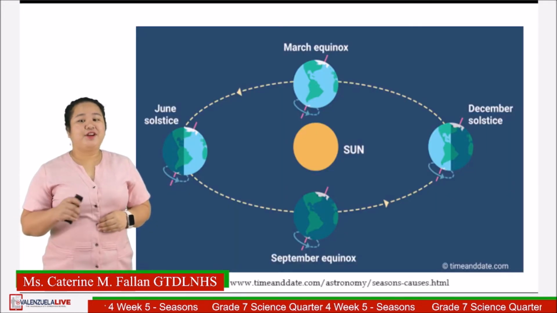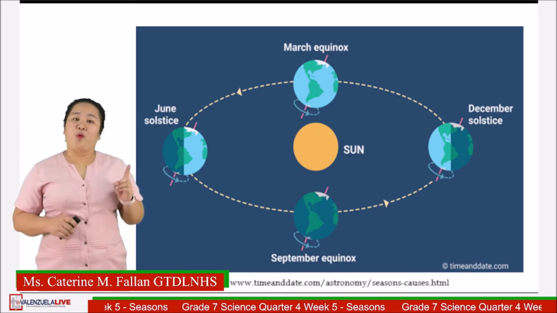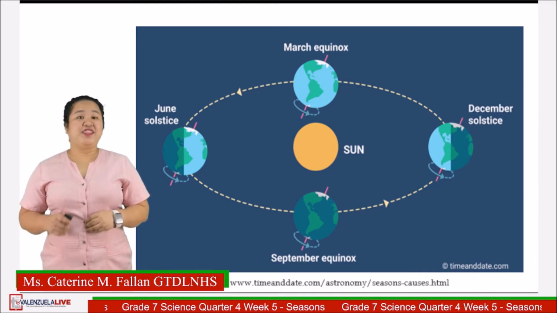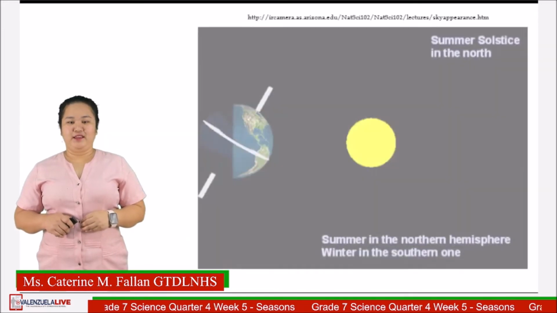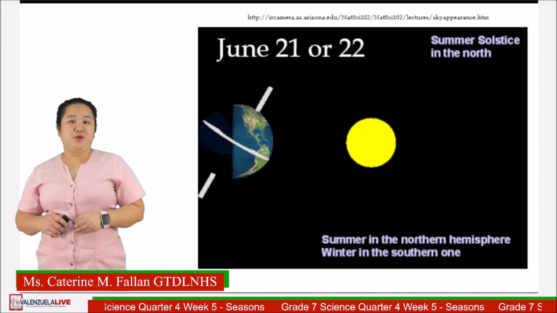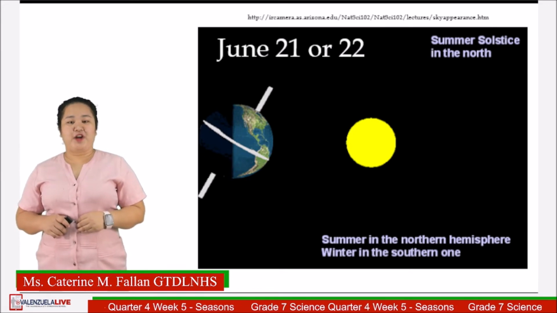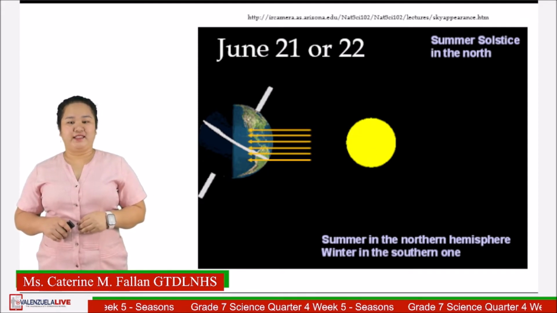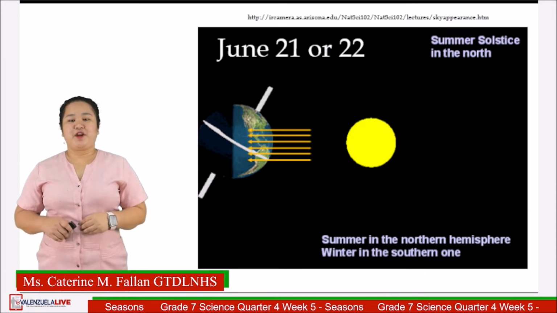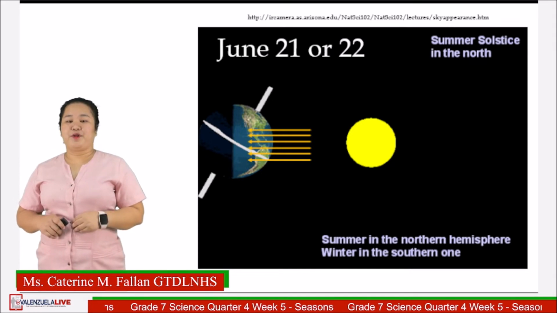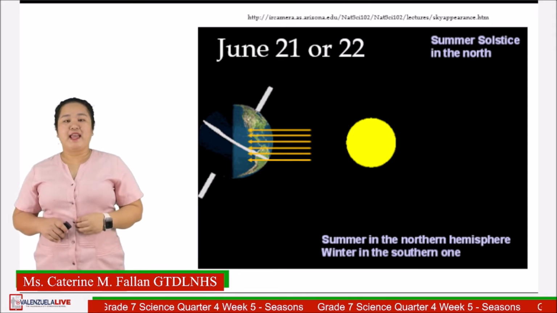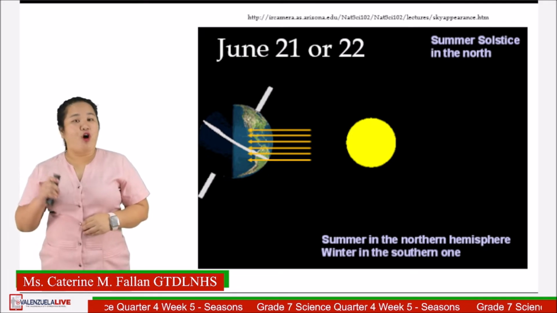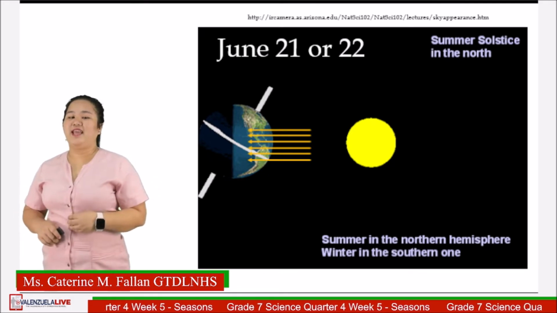Since the Earth is tilted, for part of the year, one of the hemispheres, which is half of the Earth, is leaning toward the sun, and the other part of the Earth is leaning away. In June solstice, June 21 or 22, the northern hemisphere is tilted towards the sun, getting a lot of direct sunlight. So, it means it is experiencing summer, wherein temperature is warm, days are longer, and nights are shorter. Therefore, June, July, and August are summer months in the northern hemisphere.